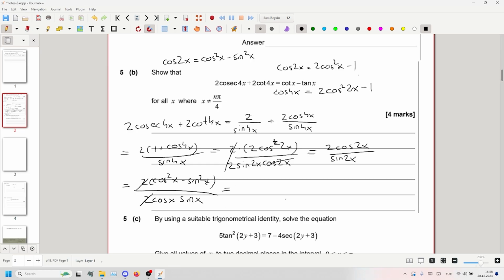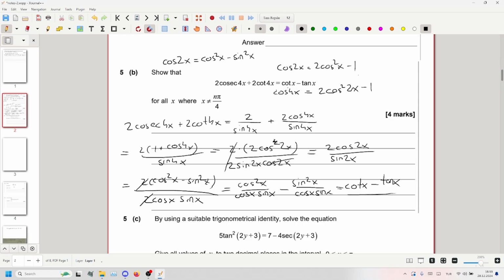And then if we distribute, we'll get cosine squared x divided by cosine x sine x, minus sine squared x divided by cosine x sine x. So what is this? This right here is cotangent of x, because the cosines cancel out. And this right here is the tangent of x.